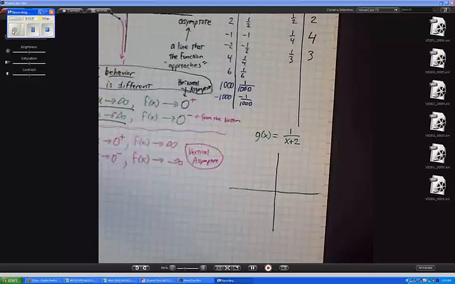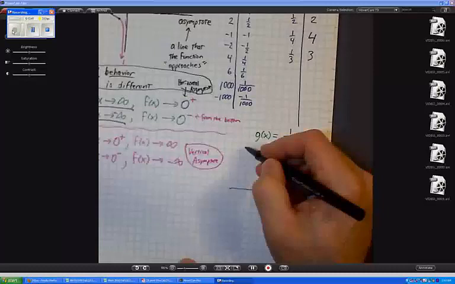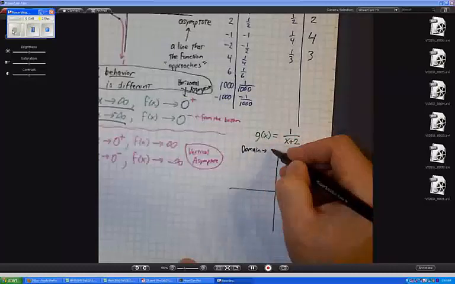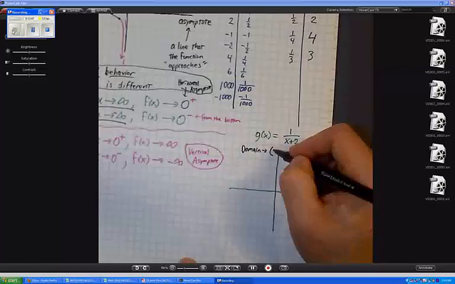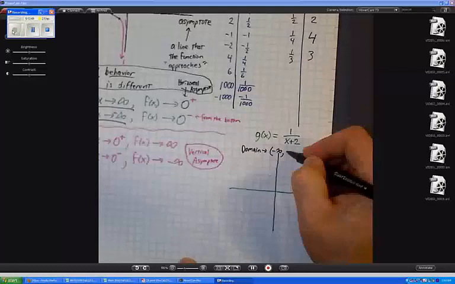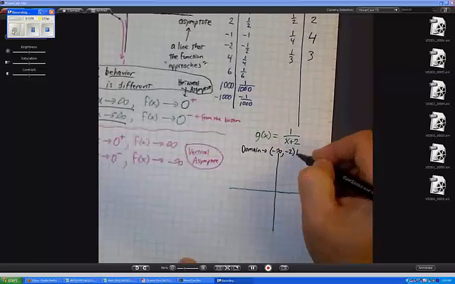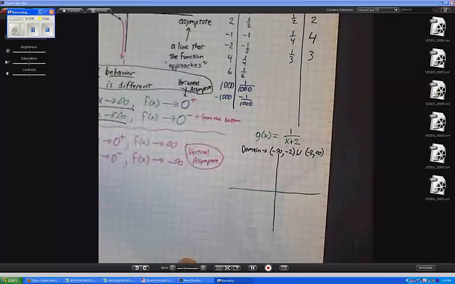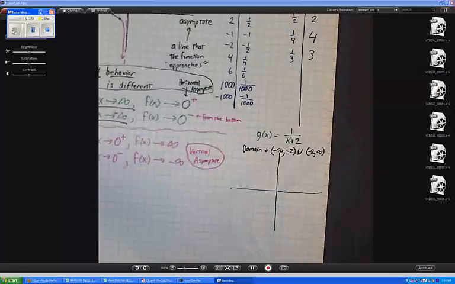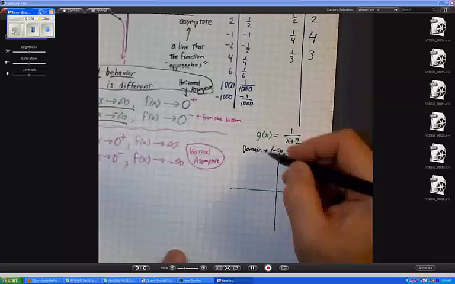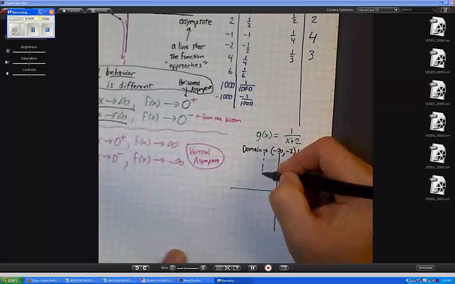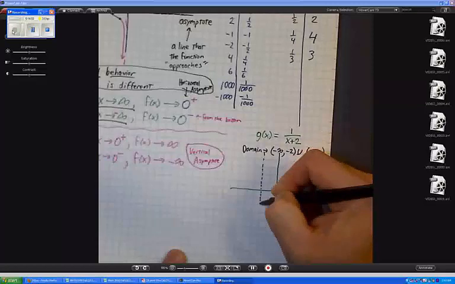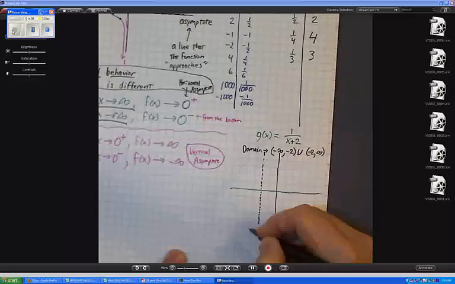Well, what does that mean? Well, it means a couple of things. First of all, what's the domain? What are you not allowed to equal? So it goes from negative infinity to negative 2 in union with negative 2 to infinity. What do you think I'm going to have at x equals negative 2? You're right. What's it called? That's right. It's a vertical asymptote.